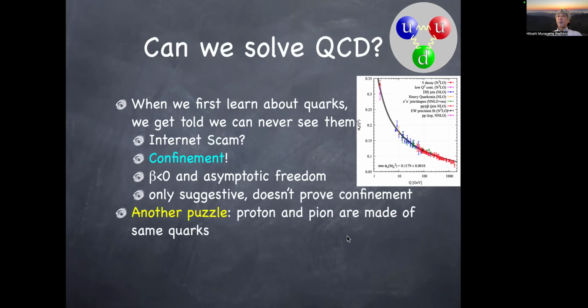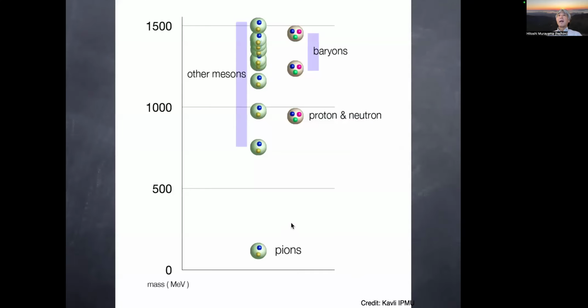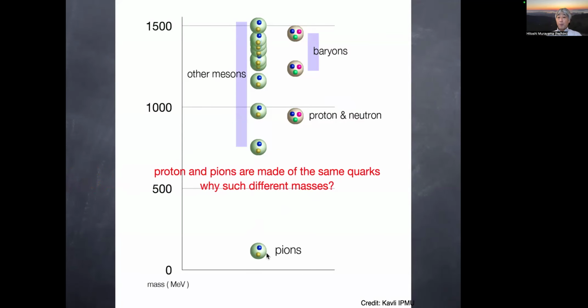And we talked about another puzzle in QCD, that the protons and pions are made of the same quarks, up and down quarks, but their masses are very, very different from each other. And that's mysterious. And this mass difference, we talked about this, is very important to understand the entire chemistry and therefore our existence in the universe. So looking at the spectrum of the particles in QCD, the proton and neutron are up there, here's the pion, and they're made of the same things. So there is this big disparity between masses. And so that's the question.